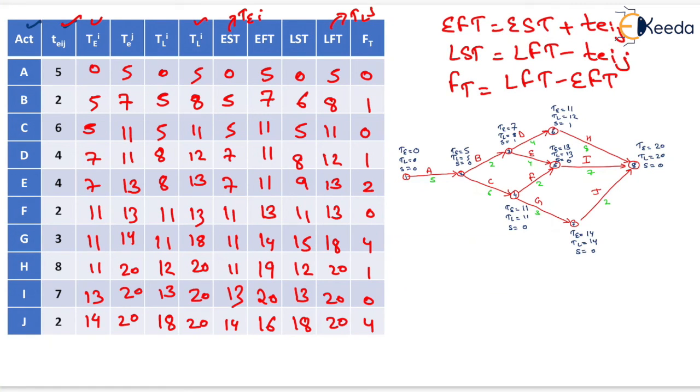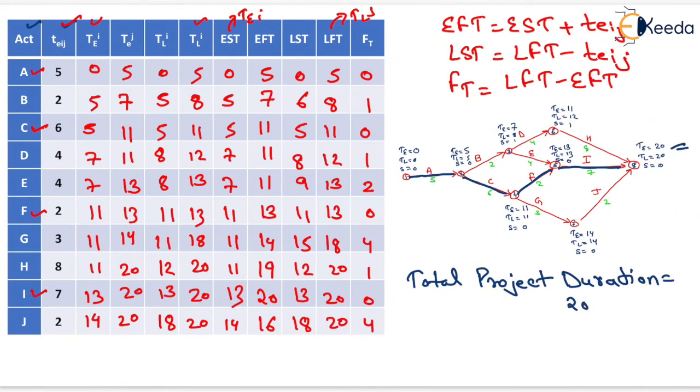Now, we have computed the total float as well as drawn the network diagram. Those activities whose total float is equal to 0 will be the critical activities. Here, for activity A, total float will be equal to 0. For activity C, total float will be equal to 0. For activity F, total float will be equal to 0 and for activity I, total float will be equal to 0. It means that activity A, activity C, activity F, activity I will be the critical path for this network. Total project duration is equal to 20 units, which is shown here, and critical path will be equal to ACFI.